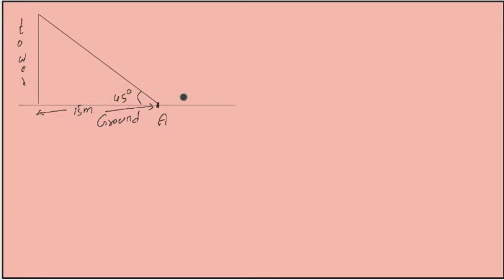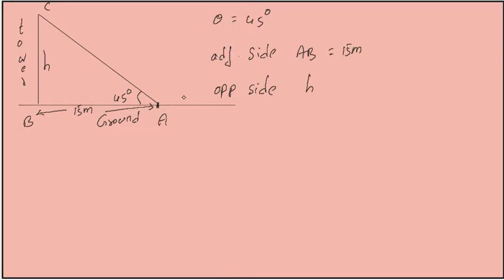Triangle ABC. What they want? They want this height. So here you write first. This is theta. Theta is how much? 45 degrees. Then what is given? Adjacent side AB is equal to 15 meter given. What they are asking? Opposite side height they are asking.